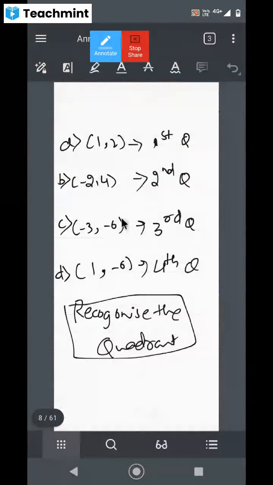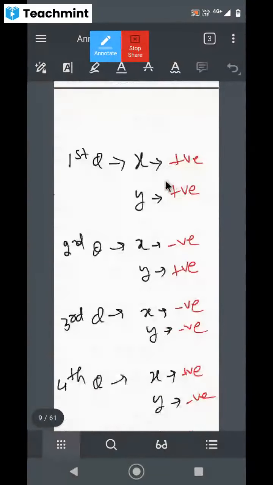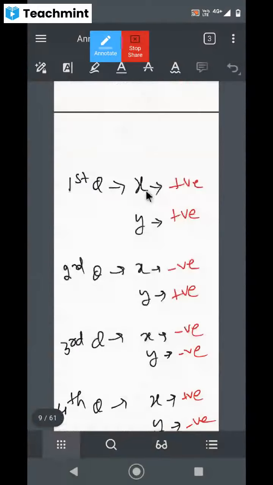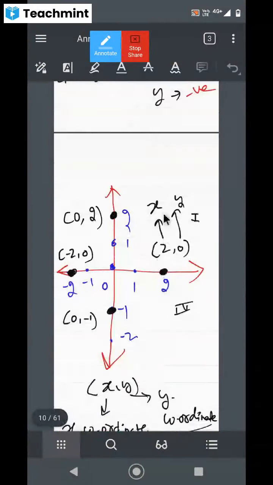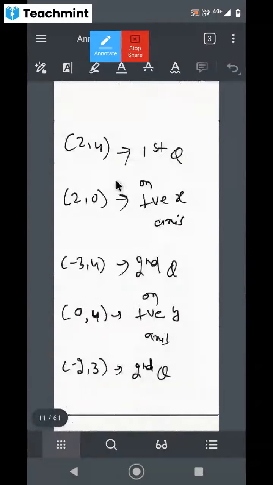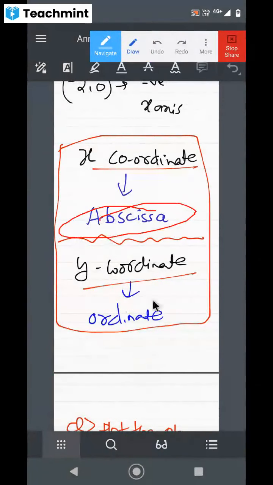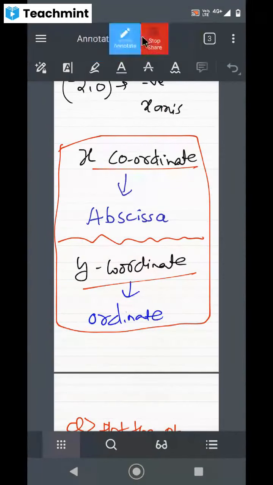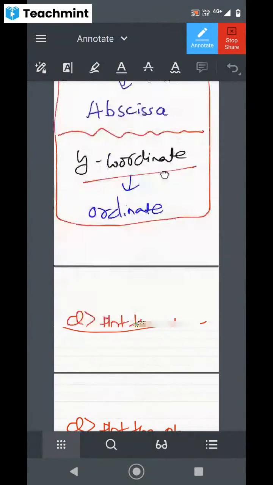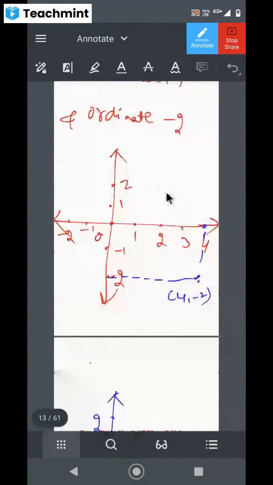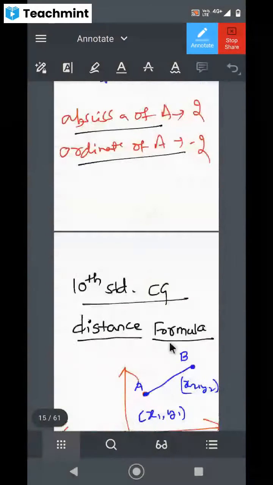Then after that, in which quadrant these points lie, that also we discussed. We discussed x and y status in the first, second, third and fourth quadrants. Then we discussed so many points, in which quadrant they come. And this x coordinate is also called abscissa, and y coordinate is called ordinate. Did I tell you this? Then after that, we plotted the points. Many points we have learned.